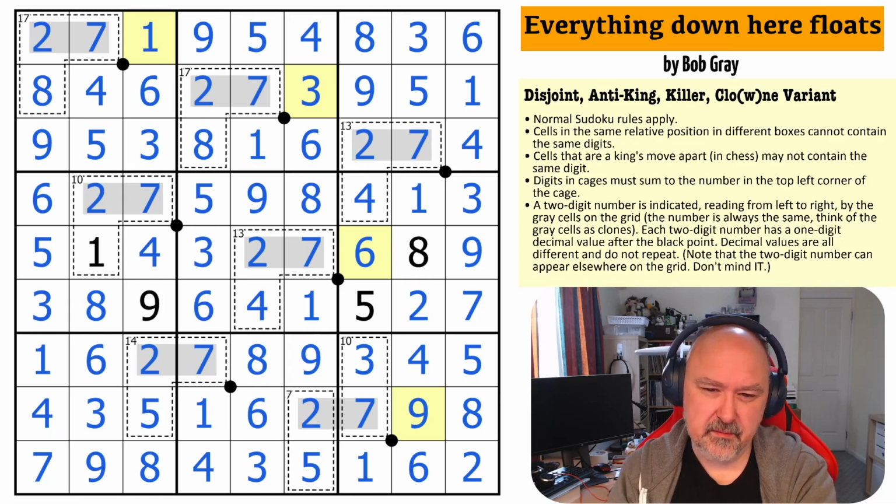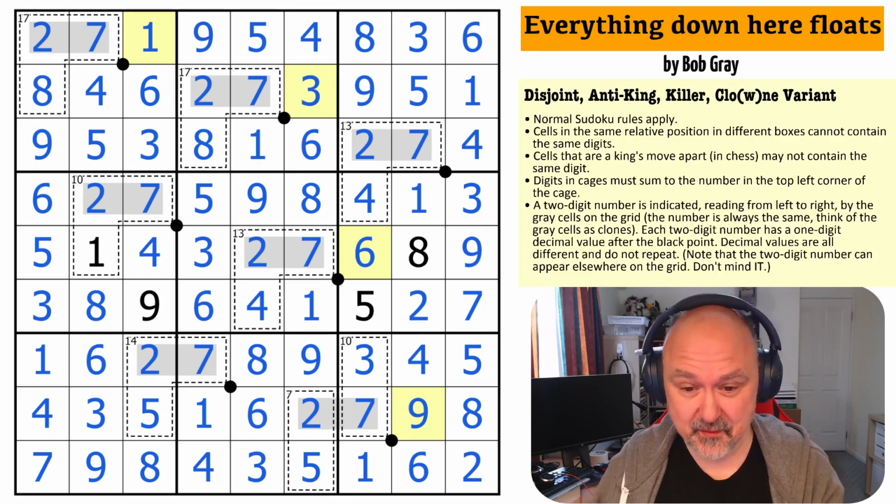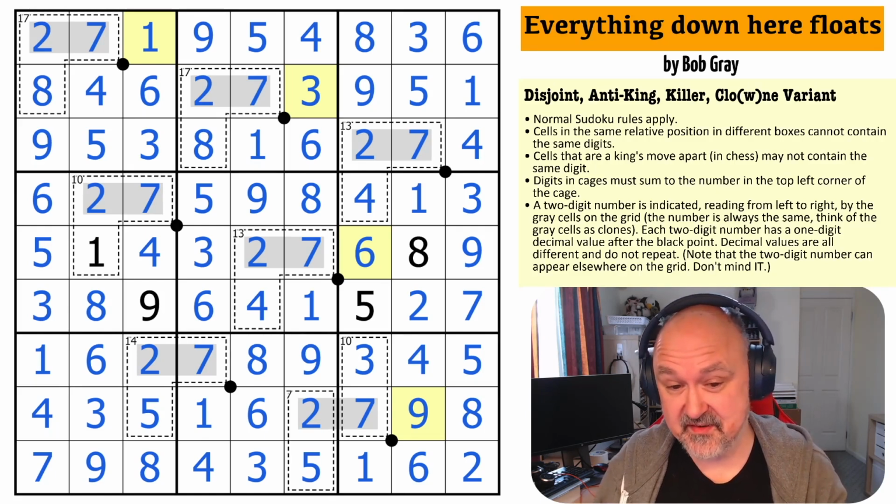Yeah, I don't know. I think that level of scanning is uncomfortable for most people. Definitely is for me. Definitely on theme, which is very appropriate for Everything Down Here Floats. Very interesting puzzle. Definitely interesting.